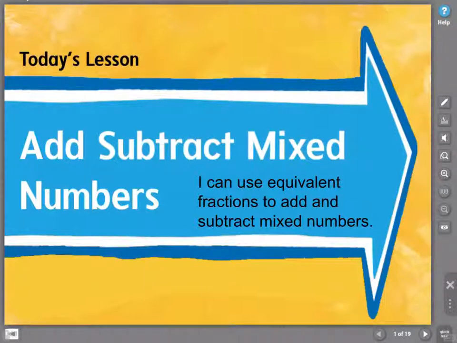Today's lesson is on adding and subtracting mixed numbers. Our I can statement today is I can use equivalent fractions to add and subtract mixed numbers.